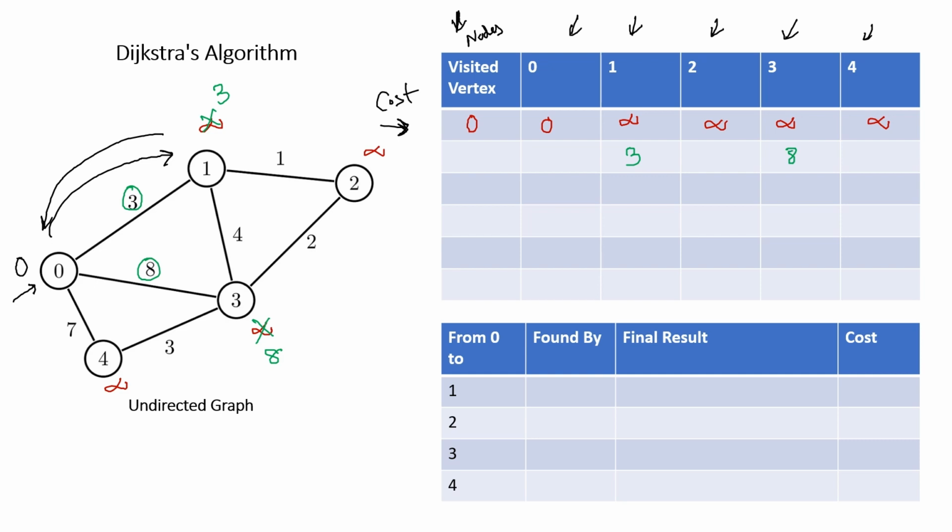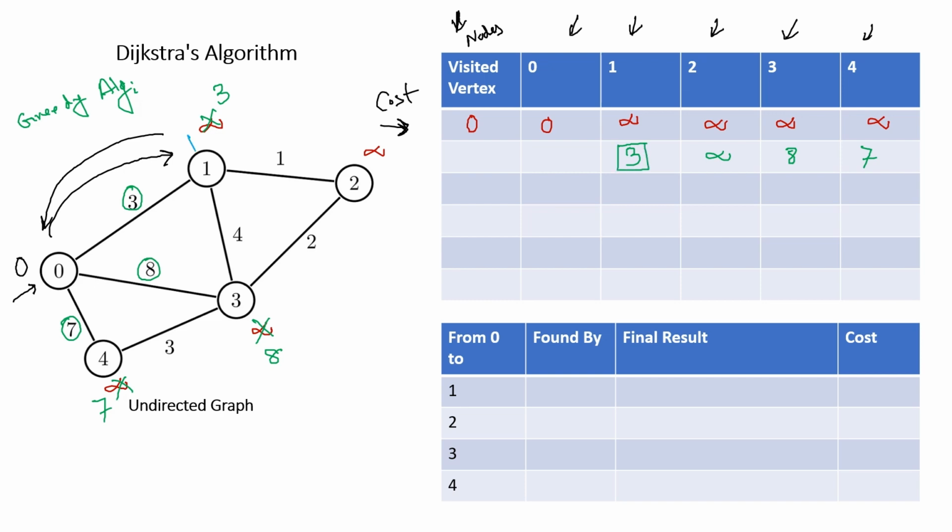From 0 to 4, the cost of going to 4 is 7. Again, let's put it in our table. And 2 we still haven't discovered, so it's going to be infinity. Now, as I previously mentioned, Dijkstra follows the greedy algorithm principle, which means always pick the best option. And among these numbers, which one is the best option? Obviously going to node 1. So we're going to visit node 1.